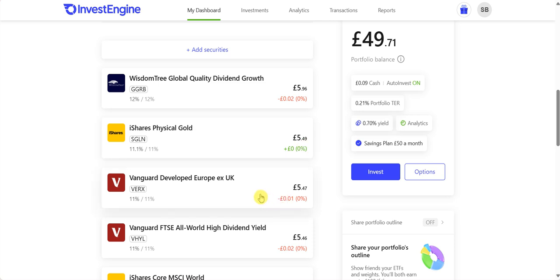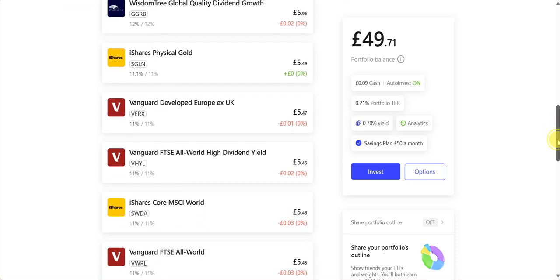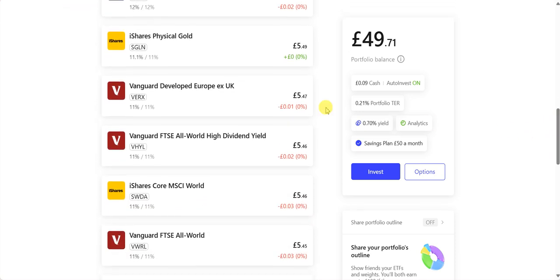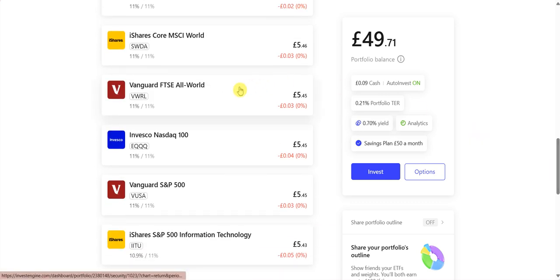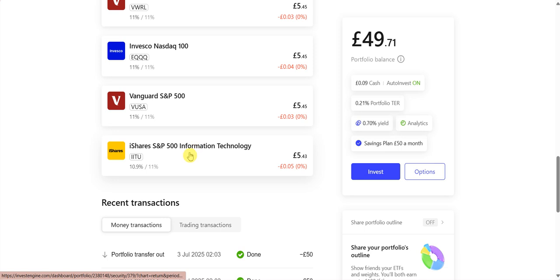I've also got Europe in here, excluding the UK. My other portfolio had the UK in, this one does not. Well, it might be a little bit in the all world. So the next one is the all world high dividend. And the next one I have is core world. The next one is the FTSE all world. The next one is the Nasdaq 100, which is tech. The next one is the S&P 500, which they call the benchmark. And I've also put S&P 500 IT, because that's good growth at the moment.